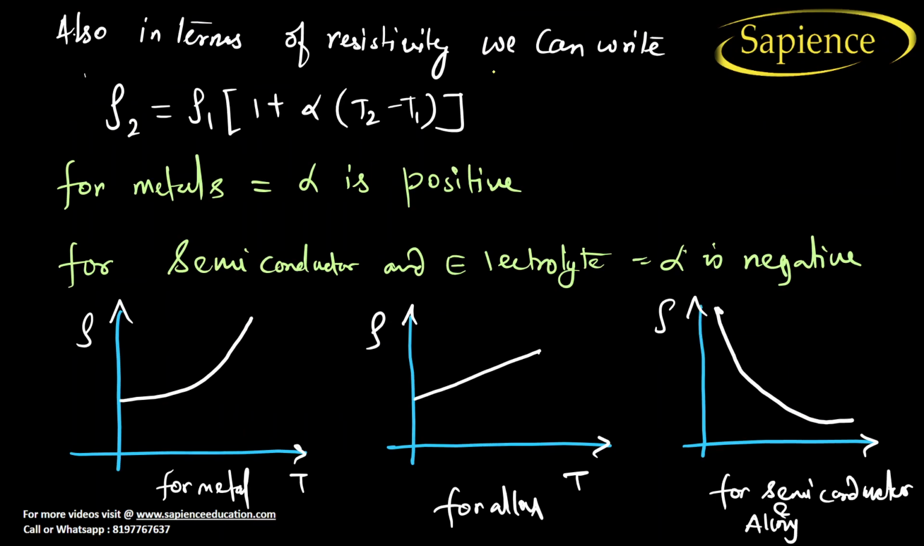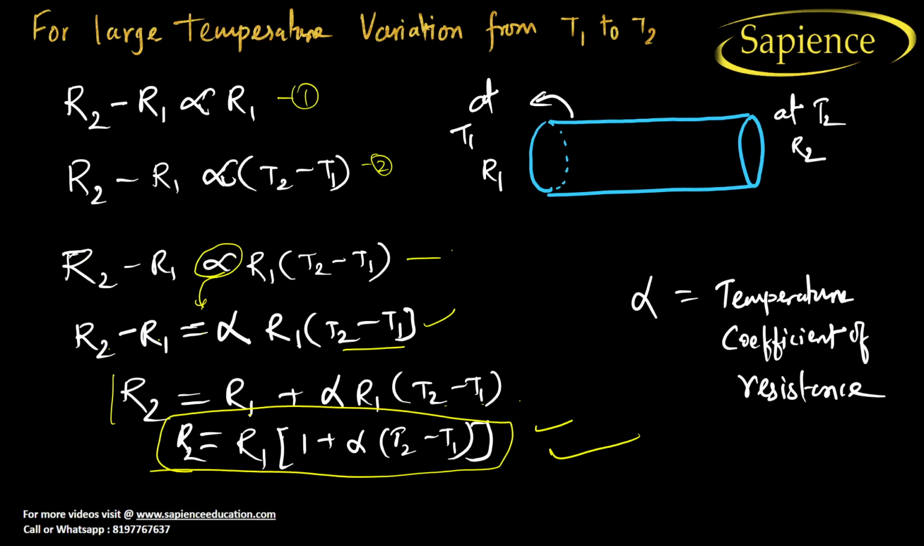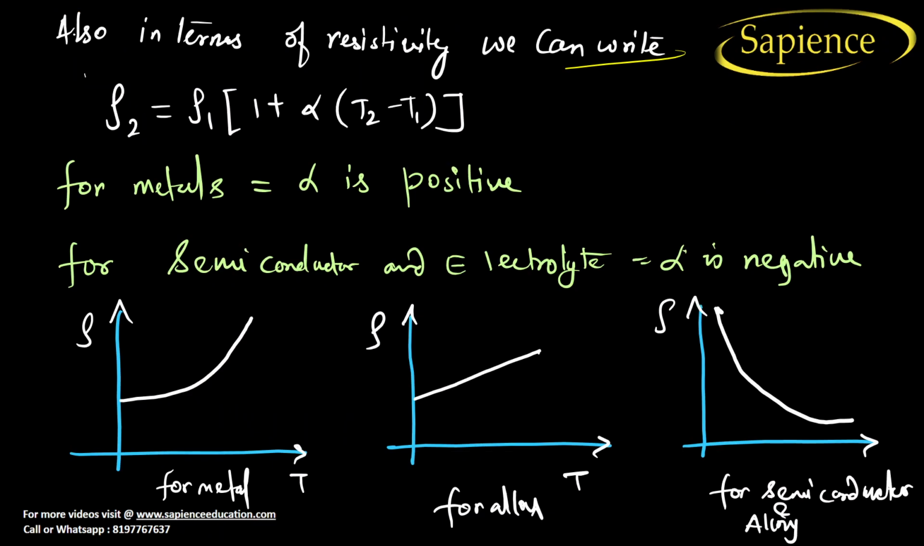Now, also in terms of the resistivity, we can write that rho 2 is equal to rho 1 times (1 plus alpha into (T2 minus T1)). Since resistance is dependent on the temperature, resistivity is also dependent on the temperature. So the final resistivity can also be written as rho 1 times (1 plus alpha (T2 minus T1)), right? So here we can write directly.